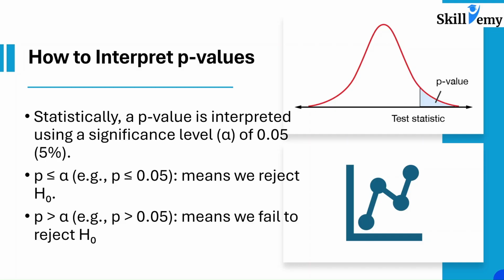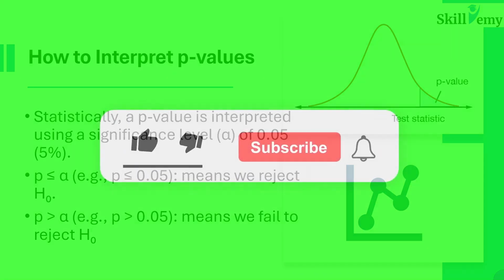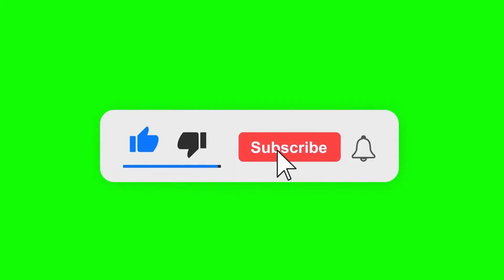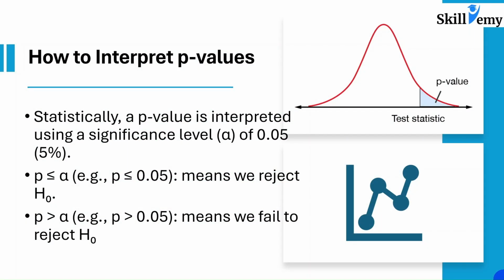But when you run a test where you have a p-value that is greater than 5% or 0.05, it means that we fail to reject the null hypothesis. In statistics, we do not say that we accept. We either reject or we fail to reject. Now, when we fail to reject something, it means that we are accepting it. That is how we interpret this in statistics.